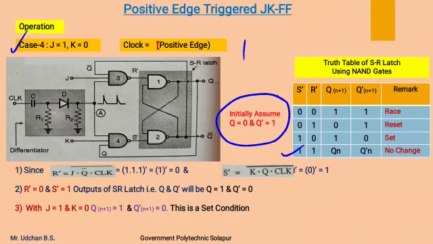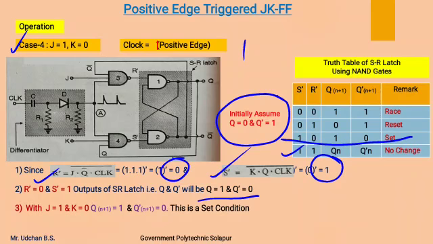Again, by putting the values of J, Q, clock and K into the equations of R dash and S dash, we get R dash as 0 and S dash as 1. If you observe this truth table again, for R dash 0 and S dash 1, the output goes into a set state, meaning Q becomes 1 and Q complement becomes 0. So we can say that with J equal to 1 and K equal to 0, the output goes into the set condition.